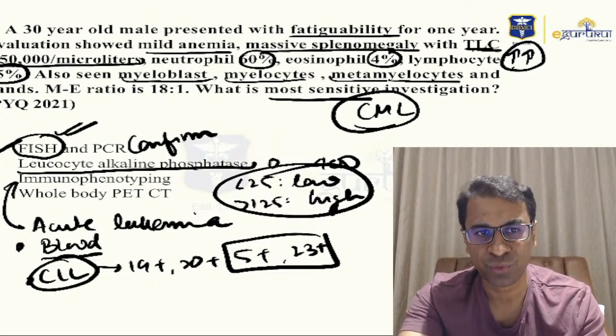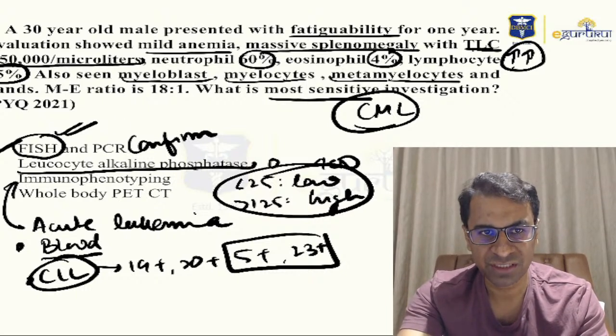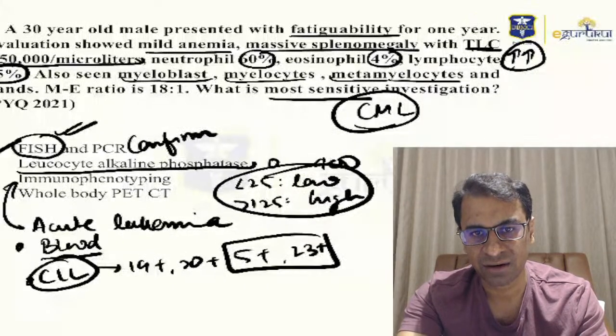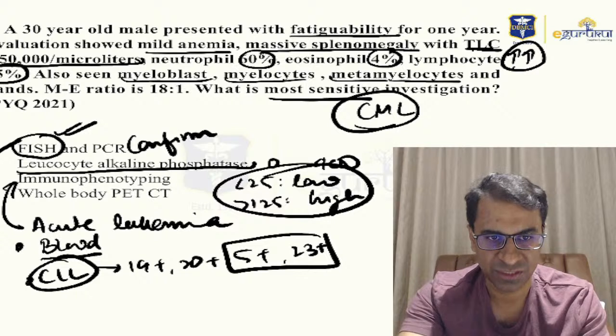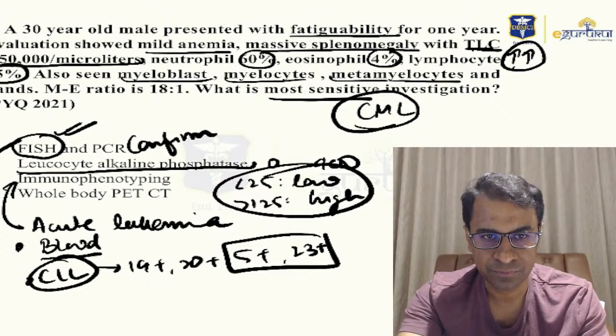CML can occur in 30 years of age also, even though the more precise age of CML is quite higher, around 50 to 60 years of age. But surely CML can occur at 30 years of age also. Please remember this, okay? It can surely occur at the age of 30 years also.